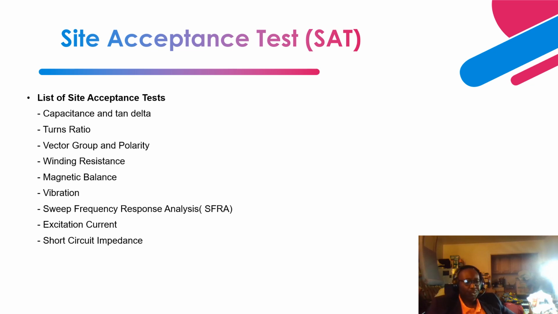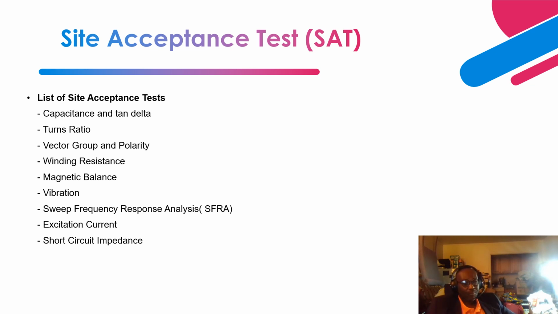Next is the turns ratio. Similarly, you perform that testing and make sure that it doesn't deviate by plus or minus 0.5%, and compare it with the nameplate data and the factory acceptance testing. And just to add a little bit to the tan delta, when you do the testing, you compare it with an acceptance criteria of 0.5%, right? It shouldn't be more than 0.5%, and you compare that testing result with the factory acceptance testing result.